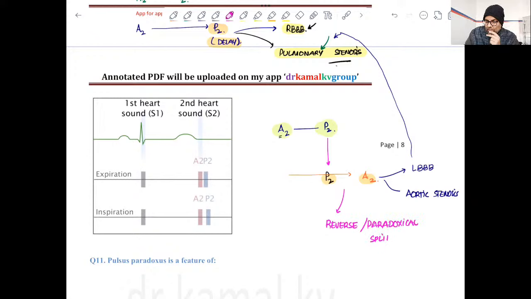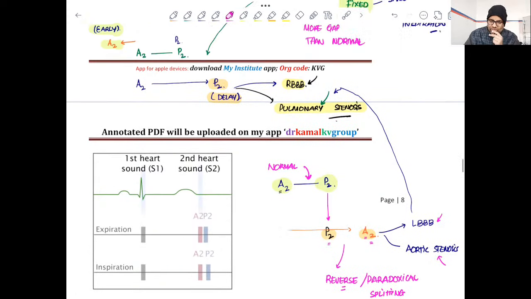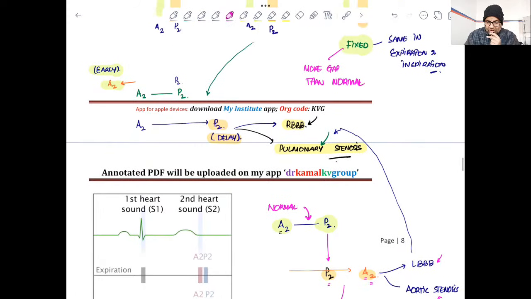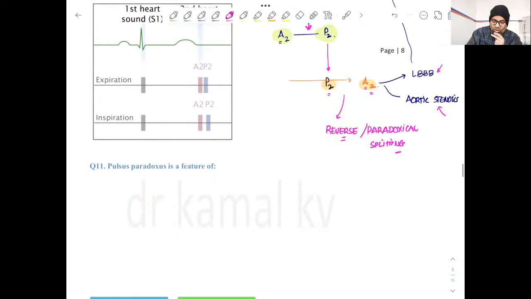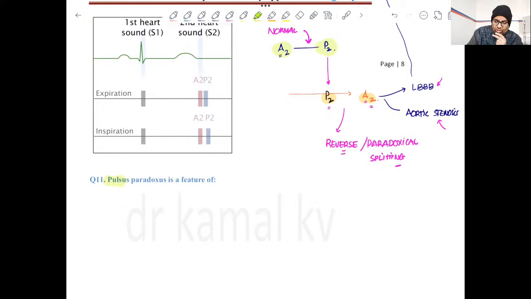Fine? Because the normal teaching is that A2 is followed by P2. But what is happening here? P2 followed by A2. So this is going against the normal teaching. So it is paradoxical or reverse splitting. And why is there delayed closure of A2? Because either the conduction is reaching late or there is stenosis of the aortic valve. So this is a very beautiful concept. If you can understand it properly, I am very sure you will never mix up. Clear? Now moving forward to pulsus paradoxus.